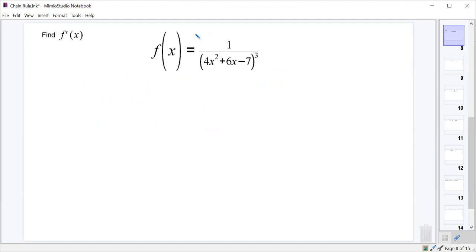Why don't you guys see if you can figure this one out on your own. Take a minute or two and see if you can write this as a composition of two functions and then take the derivative.